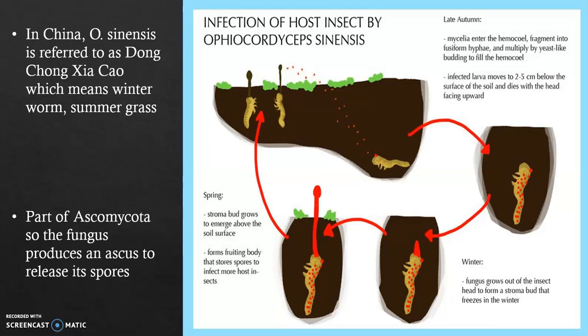So in Chinese, Ophiocordyceps sinensis is referred to as Dongchong Xiacao. I think I pronounced that correctly, which means winter worm, summer grass. And you can see by the life cycle of the fungus that the caterpillars are in the soil during the winter, and then spores are also released in the winter, and they will infect the caterpillar, and in the summer it will sprout up through the ground.